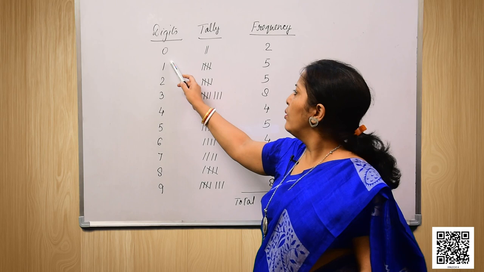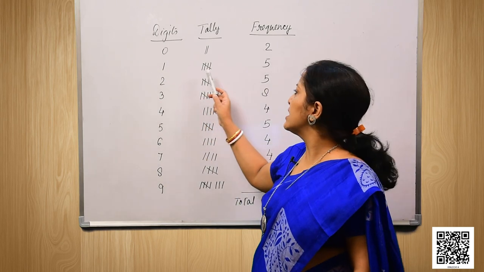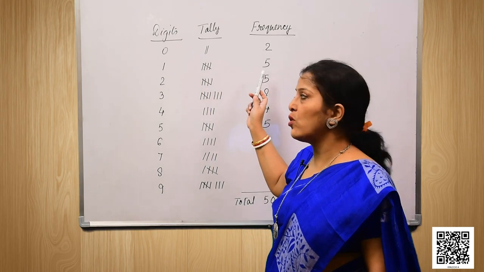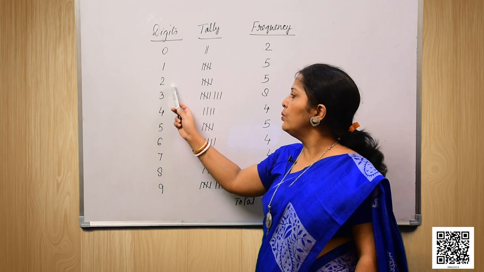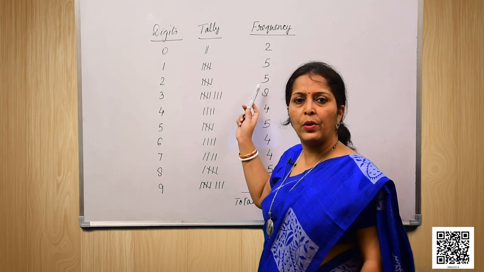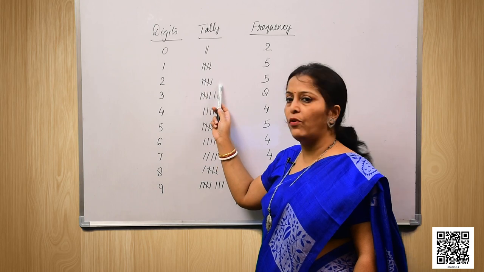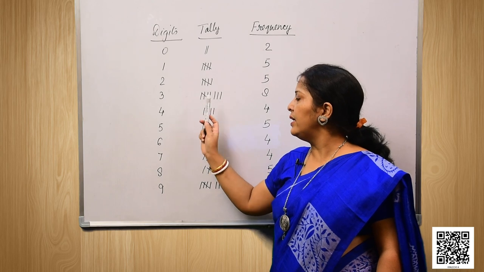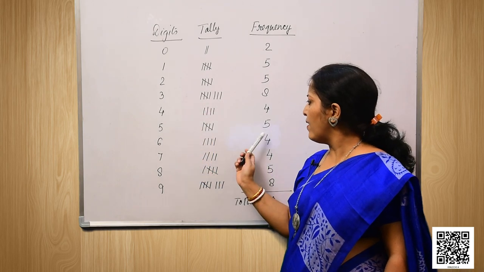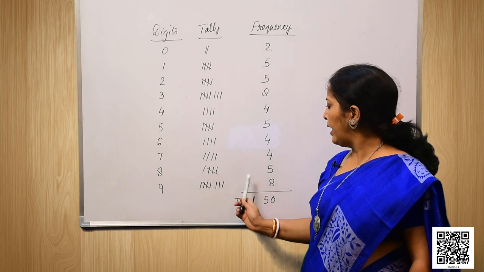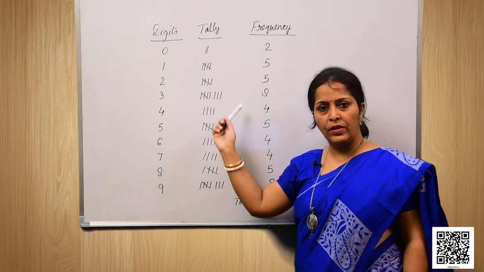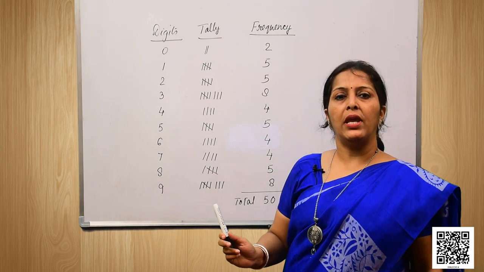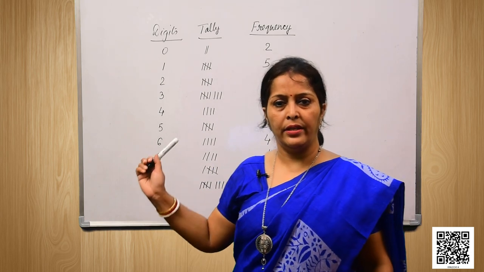Then digit 1 is occurring only 5 times, so the tally is 5 and the frequency is also 5. Similarly, 2 is also occurring 5 times, so the frequency will be 5 and this is the tally for that. Then 3 is occurring 8 times, so this will be the tally. Similarly for 4, then 5, 6, 7, 8 and 9. And we will always check that the total is 50. So the first bit says make a frequency distribution table, and here it is.